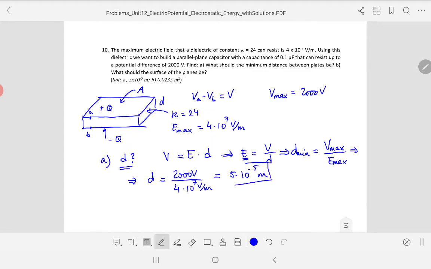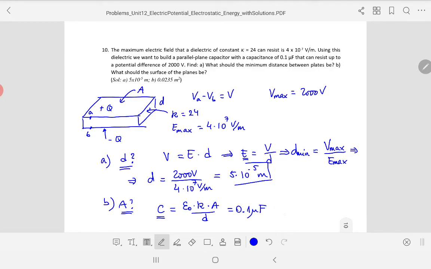So this is the distance between plates, okay? Once we have the distance between plates, we can see if we can discover what the surface of the plates should be, okay? So we know that the capacitance of the capacitor is equal to epsilon sub 0 times kappa, because there is a dielectric inside, times A divided by D. And we know that the capacitance we wanted to have is 0.1 microfarad.